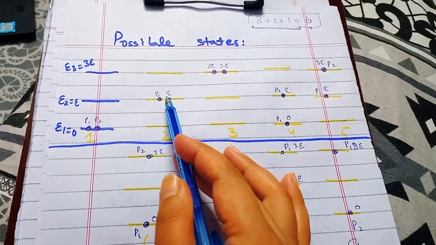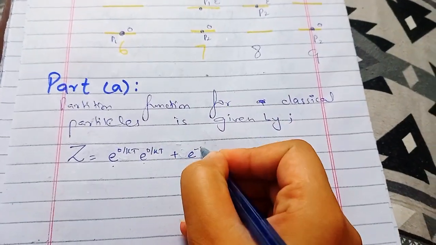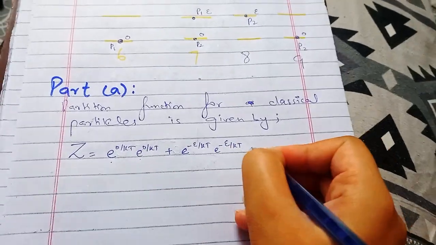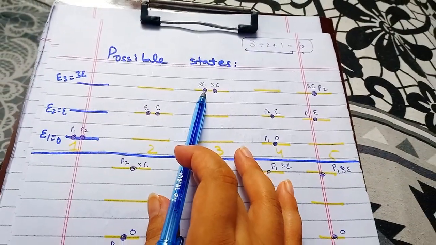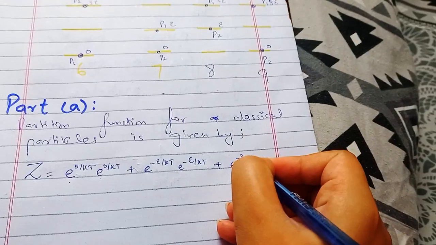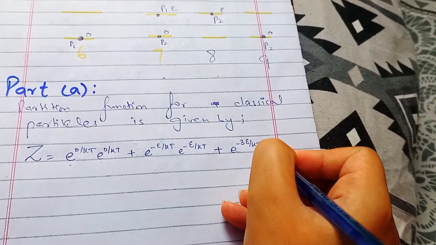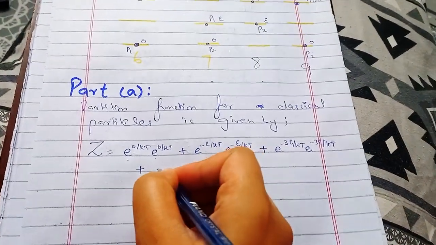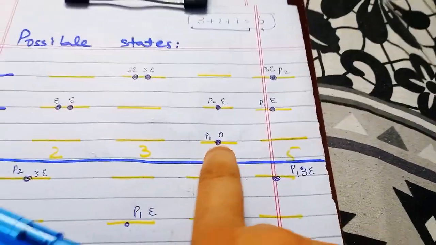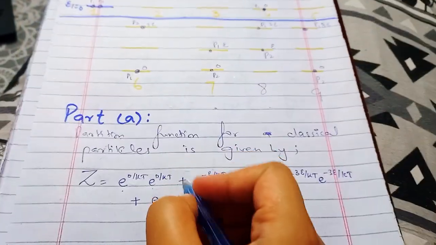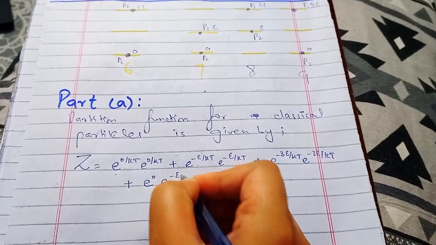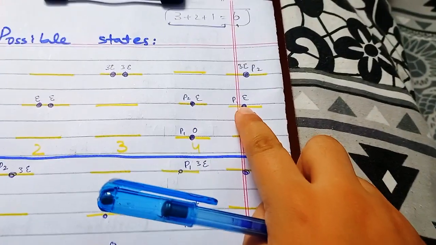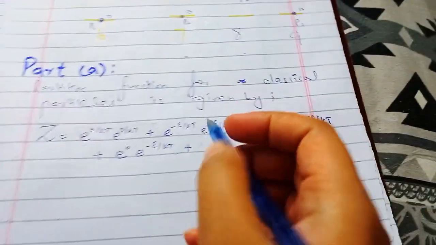So it's E and E, both of them are E, so e to the power minus E by kT multiplied by e to the power minus E by kT. Plus, for the third state, we can see both of them are in the 3E state, so minus 3E by kT for the first particle multiplied by minus 3E by kT for the second particle. Plus e to the power, the fourth state is this, 0 for the first and E for the second, plus now it's time for the fifth, which is E for the first and 3E for the second.